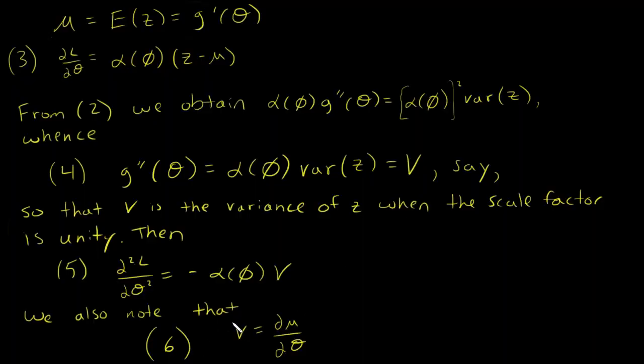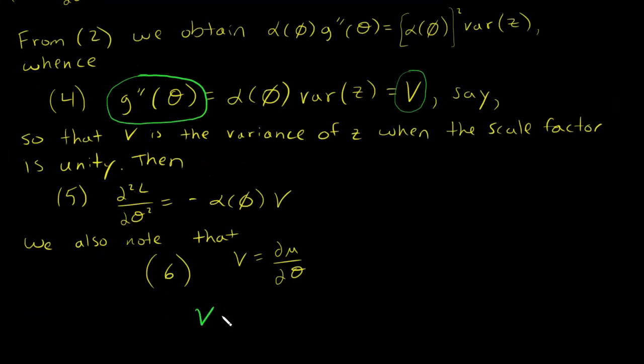Equation 6 says that letter V, that capital V, is the first derivative of mu with respect to theta. Okay, so this follows directly from equation 4, where we have the second derivative of g with respect to theta is equal to V. So let's go ahead and plug that in first. Let's start with what is V. V equals that second derivative of g.